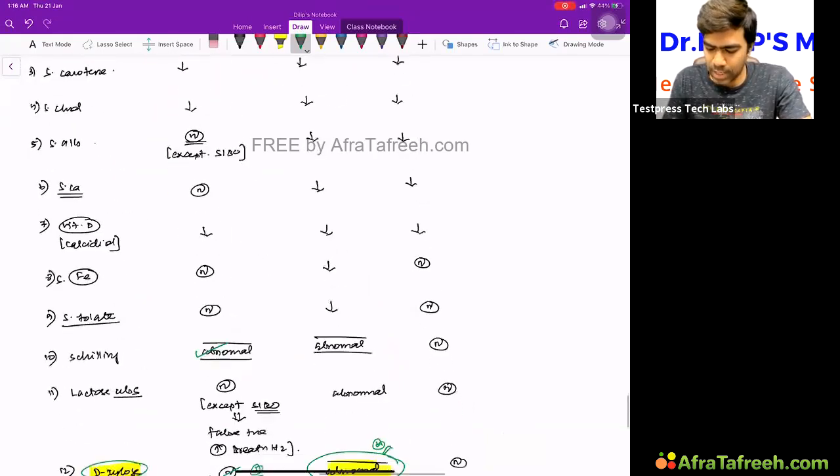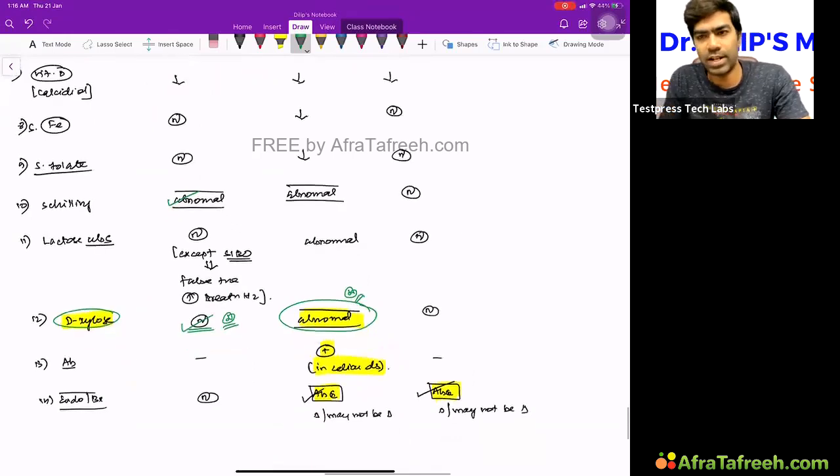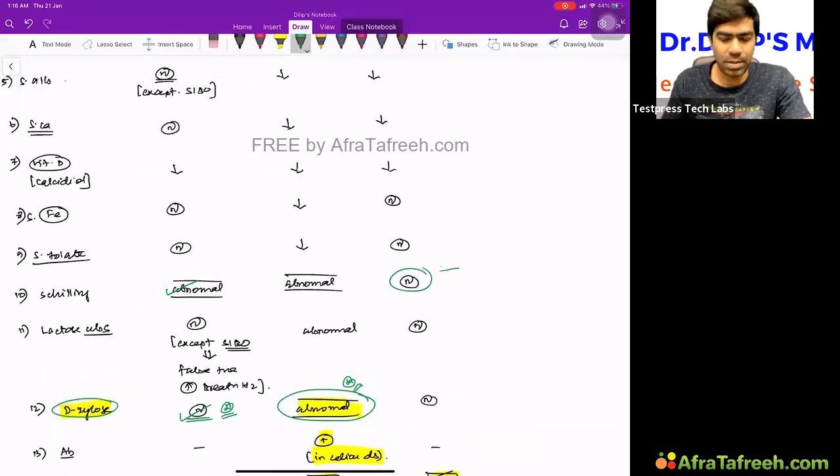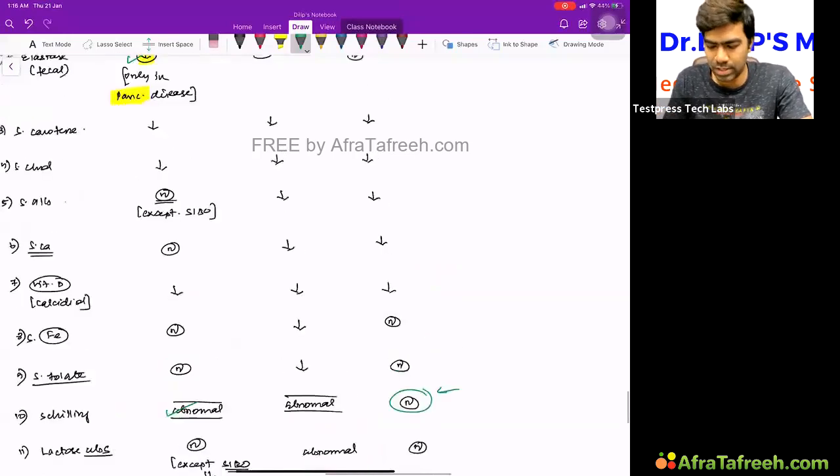Schilling test will be normal in patients with lymphatic disease. So this is something that might be asked in exam. They have not asked till now, but it might be asked in exam.